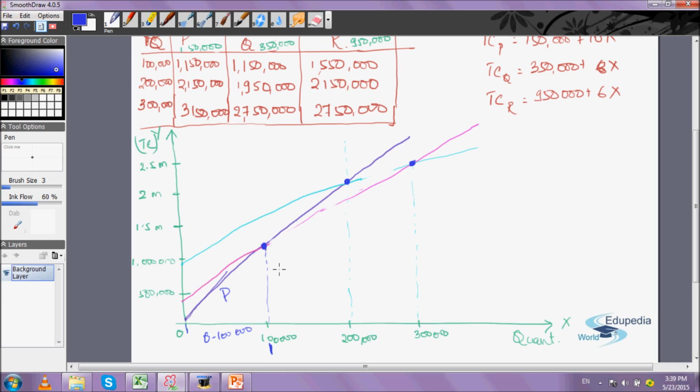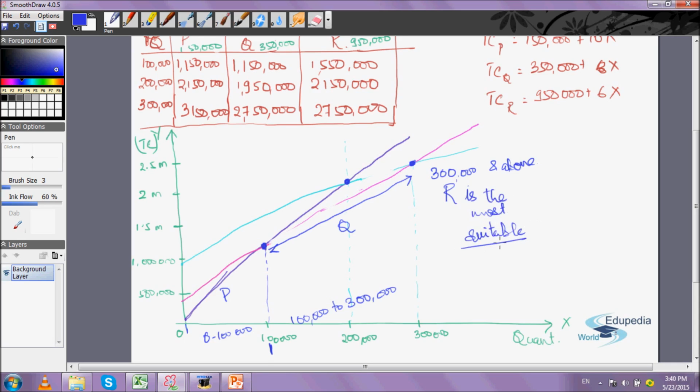Okay, P is the best location. Whereas moving from 100,000 to 300,000, we see that this location is the most suitable, and this is your location Q. And beyond that, 300,000 and above, it is the third location, that is R. R is the most suitable.